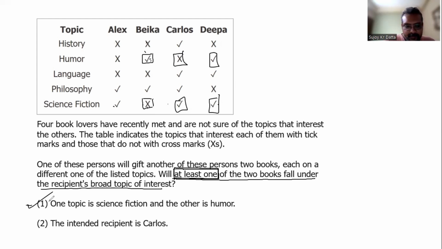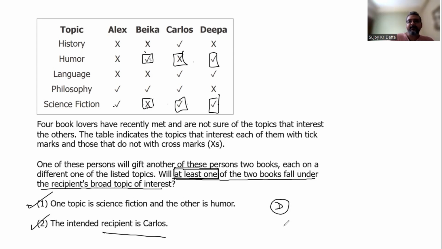And since we already analyzed that irrespective of who the book is for, at least one of the books will be liked by those people, it will be true for C as well. C also likes one of the books. So the answer is clearly D.